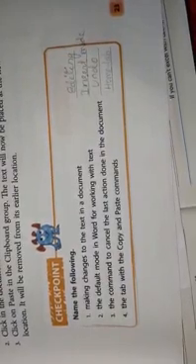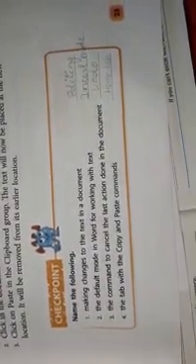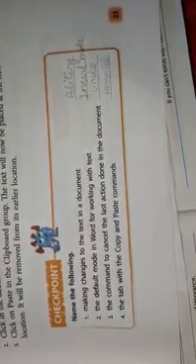Next, making changes to the text in a document is called editing. The default mode in Word for working with text is insert mode. The command to cancel the last action done in the document is undo. The tab with the copy and paste command is the home tab.